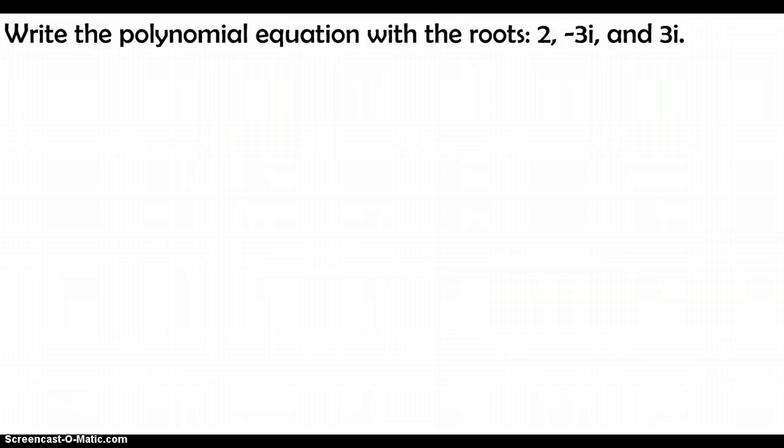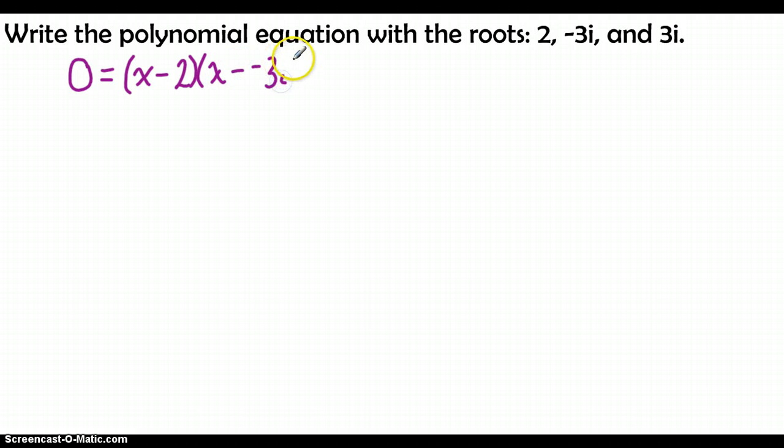I know that every single root can be written in a quantity x minus the root. And what we're going to do is multiply all those factors together to get our polynomial equation. It's asking for a polynomial equation and not a function, so I'm going to set this equal to 0. So 0 equals the quantity of x minus my first root, which is 2, times the quantity of x minus my second root, negative 3i, times the quantity of x minus my third root, 3i.